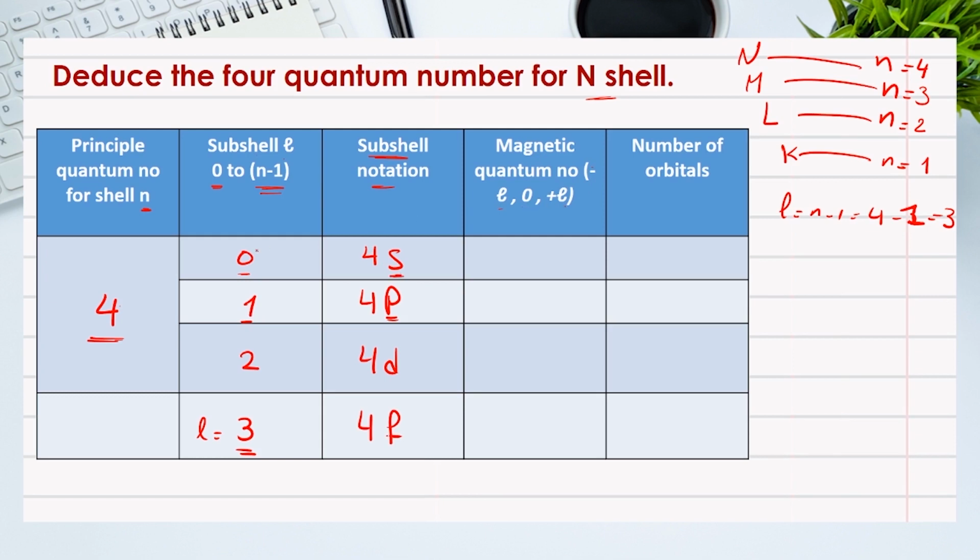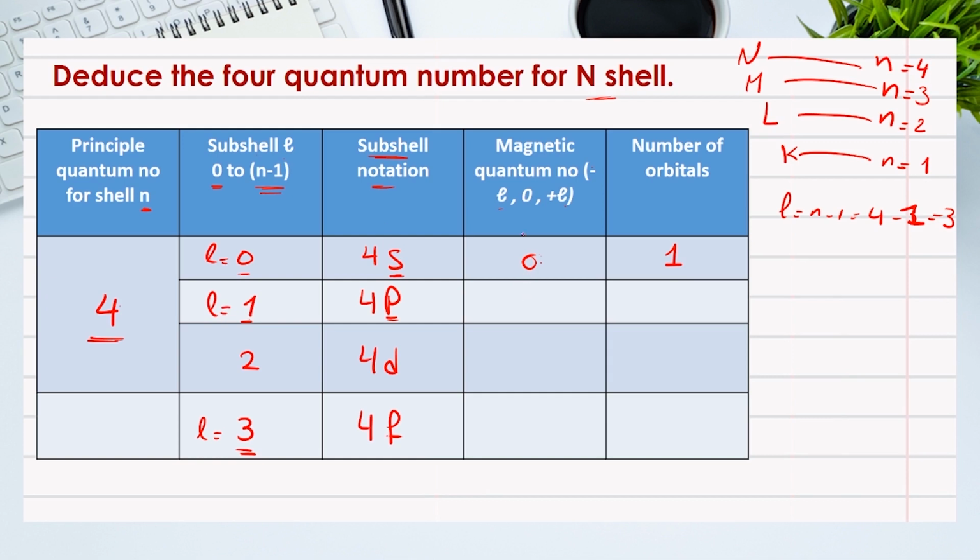The magnetic quantum number, we said, takes the values from -l, through 0, to +l. For s, where I have l equal to 0, this means the magnetic quantum number value is equal to 0. This means I have a number of orbitals equal to 1. s always has one single orbital.